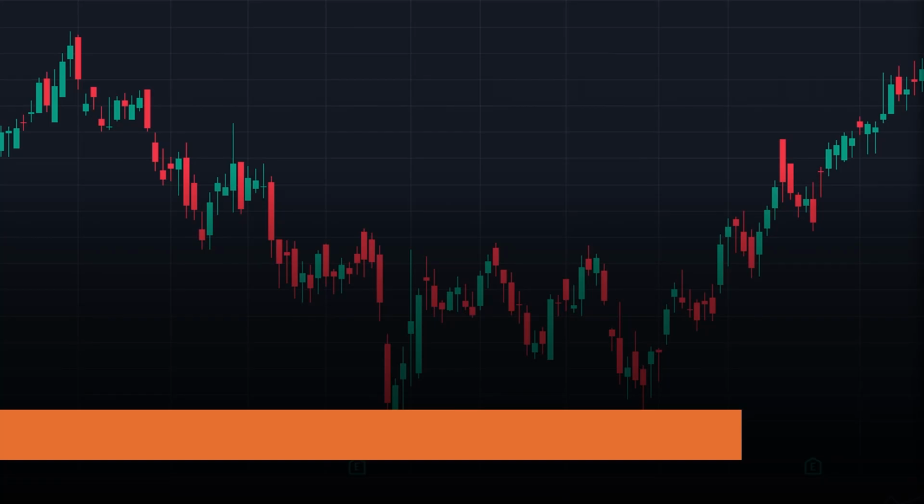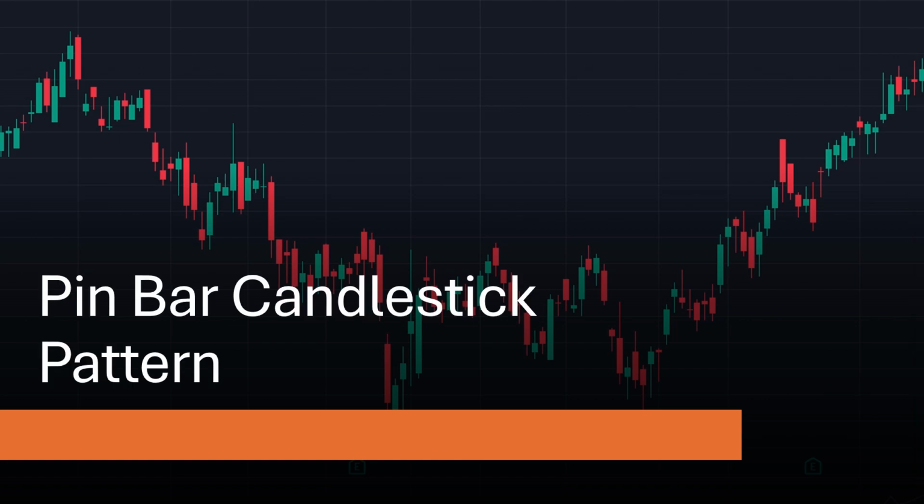So today I'm going to share a secret pattern that can help in identifying the market reversal. This pattern can predict reversal in advance and can help you in planning entry and exit in advance, giving you an edge in your trading strategy. The candlestick pattern that we are talking about today is a pin bar candlestick pattern.